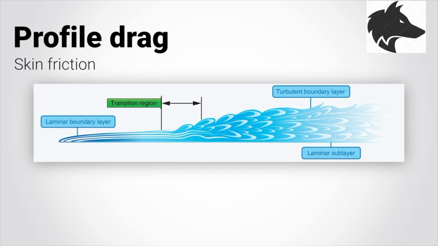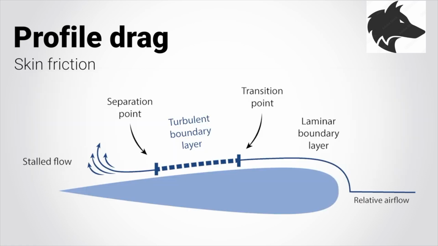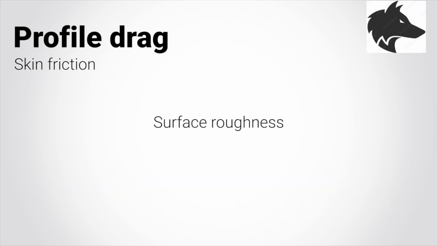The turbulent boundary layer consists of revolting and disturbed air molecules. It's much thicker than the laminar boundary layer and produces a lot more skin friction drag. The point where the laminar boundary layer changes into turbulent boundary layer is called the transition point. The separation point is where the turbulent boundary layer thickens and separates from the airfoil. Three main factors determine the amount of skin friction: surface roughness, shape of the airfoil, and airspeed.